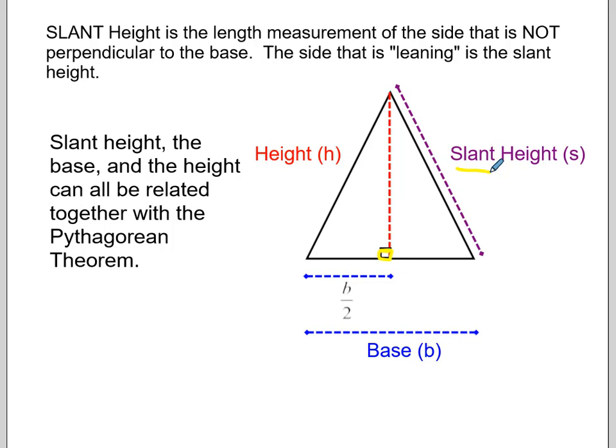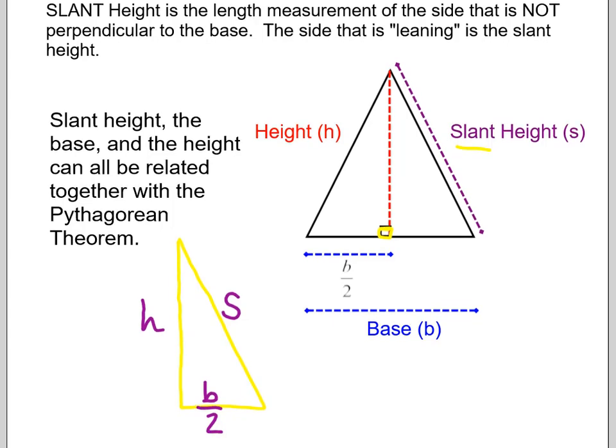But what we can see is, hey, if that meets at 90 degrees on the base, there's a right triangle involved here. So I can use my Pythagorean theorem to relate these pieces together. Okay, so if I call this slant height, this is the true height of the triangle, and then this bottom piece is half of whatever the base dimension is. Okay, and we can use Pythagorean theorem to be able to solve for those missing pieces. So let's try that.